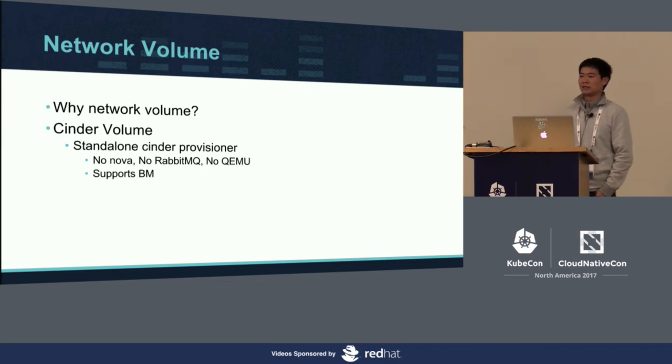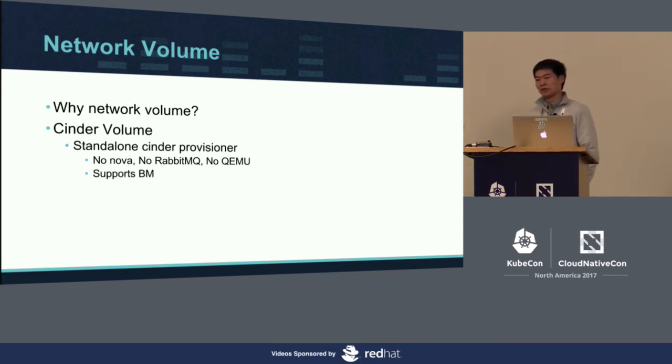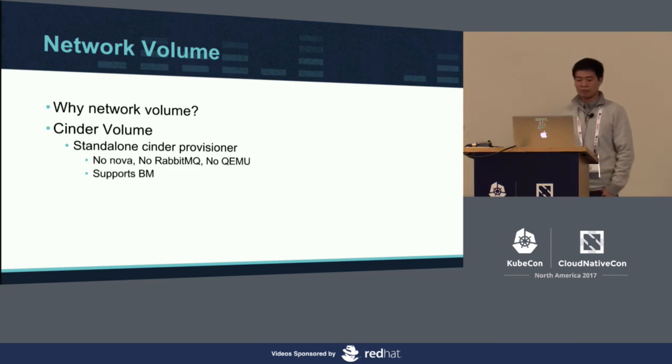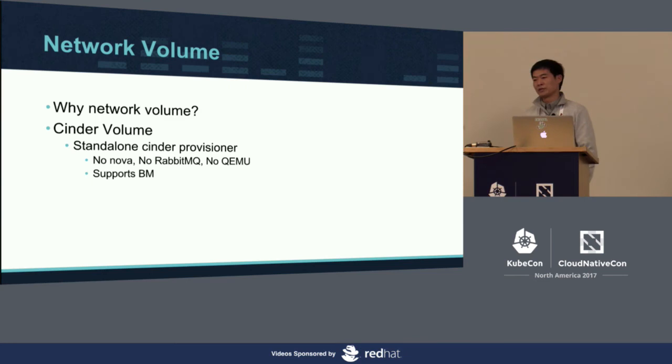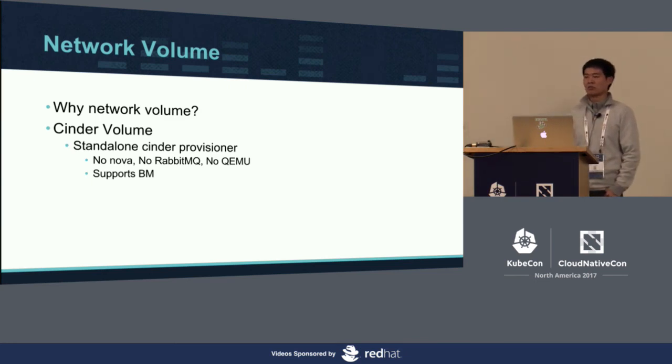And the second thing is that when users use the network volume, they assume all the data availability is guaranteed by the backend of the network volume, like Ceph. So they don't need to care too much about how their application guarantees data availability, which makes it much easier for users. So this is the reason that we still need to keep the network volume in our production environment. We're using Cinder as our network volume solution.